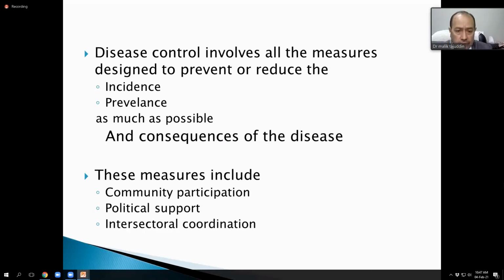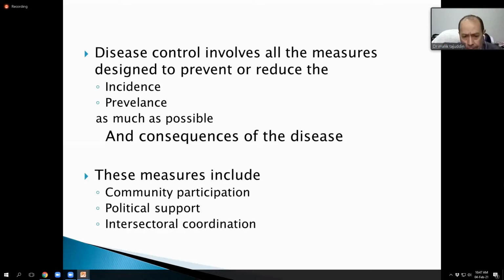And then we also want to reduce the consequences of these diseases. Consequences means the deaths because of these diseases. Consequences may mean the disabilities because of these diseases. For example, the consequences of diabetes are foot amputation, diabetic retinopathy and blindness. So we want to reduce these consequences as well. This is what our targets are, what we are trying in controlling.